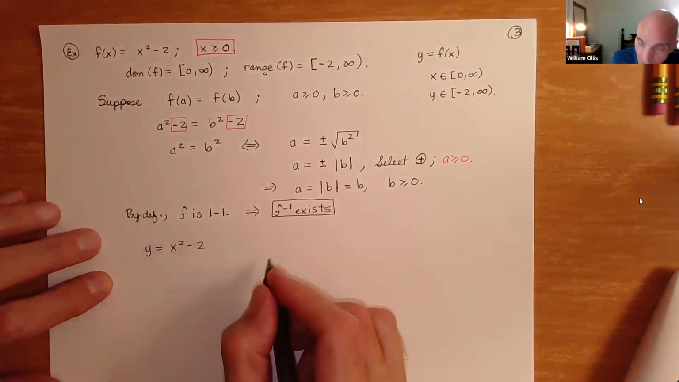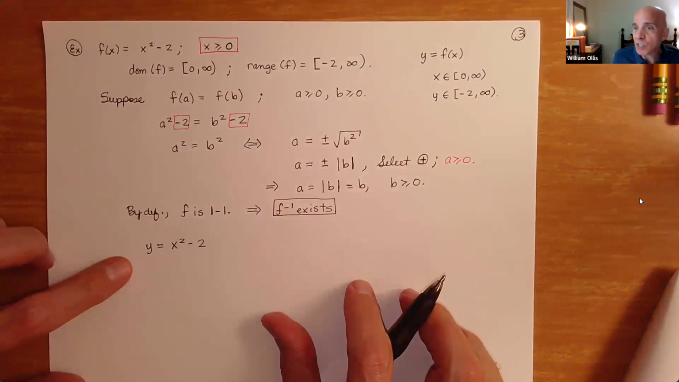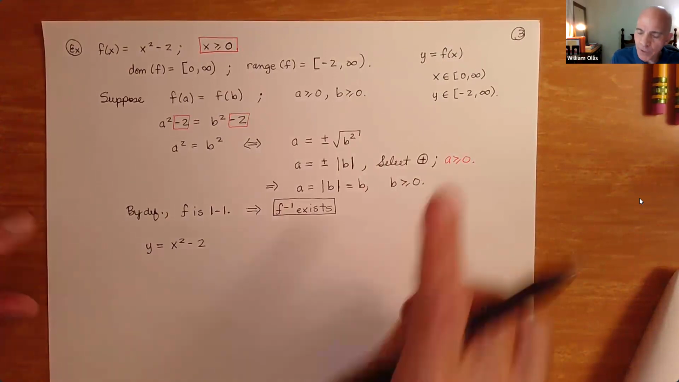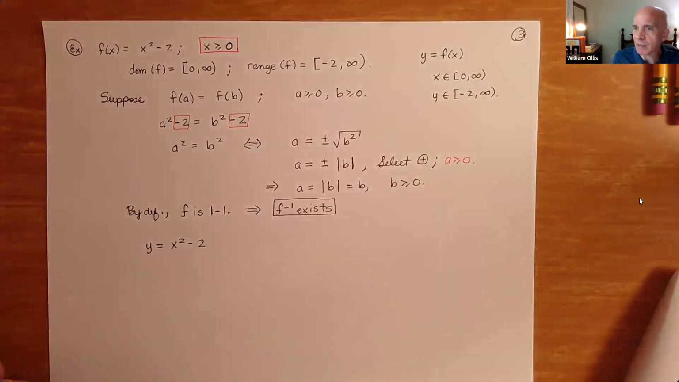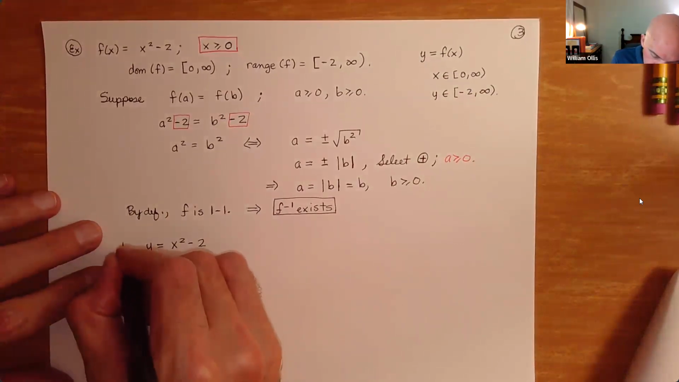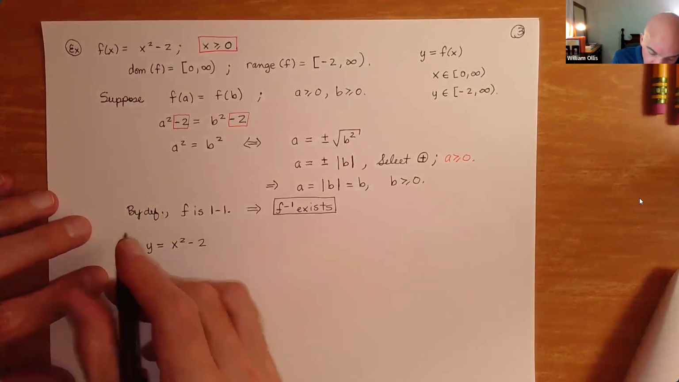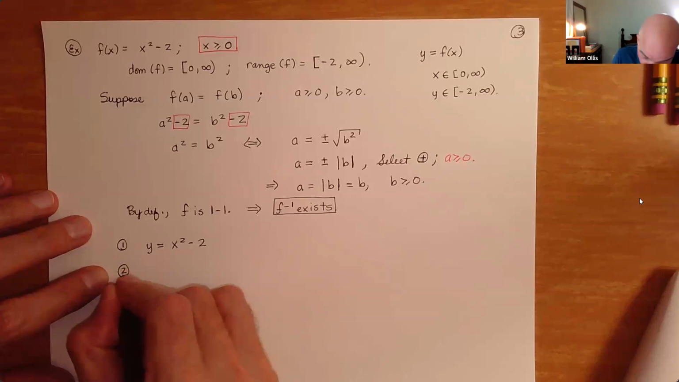Now, at this point, we're not going to interchange anything. That tends to be the way that many books will tell you to do, but it confuses where x and y live. So do not do that. So this is number 1, to just simply set the function equal to y. And secondly, we want to solve for x.